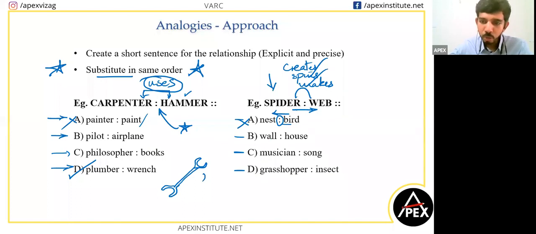Okay. So does the wall create a house? No, this is unrelated. Musician can create a song? Yes, this can be. And grasshopper is a type of insect. It doesn't create an insect. So D is eliminated. So this leaves C as the answer. So be careful about the order of the words in which way you are proceeding to make your sentence and substitute the option in the same order. Okay. So it's fun, interesting topic. This is one type of question which appears in your exams. It doesn't appear in Infosys. I haven't seen it so far, but it comes in some of the other exams. Okay.